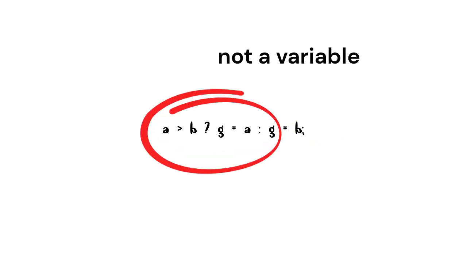Without parentheses, the compiler interprets G equals B as assigning B to the result of the expression to the left of the second equal sign. Since this result isn't an Lvalue, or a variable, it throws an error.